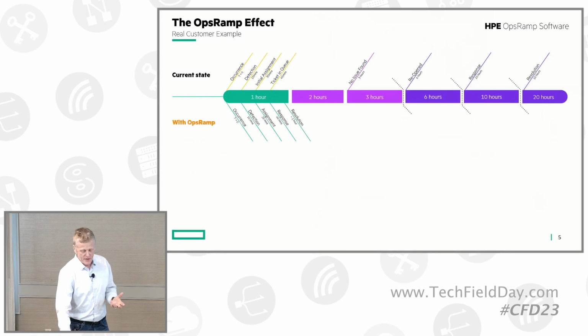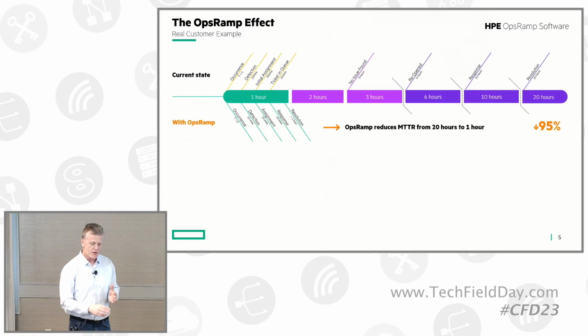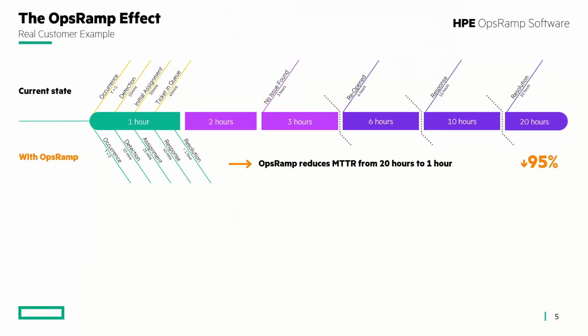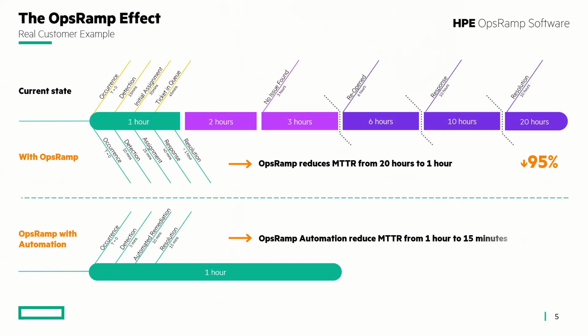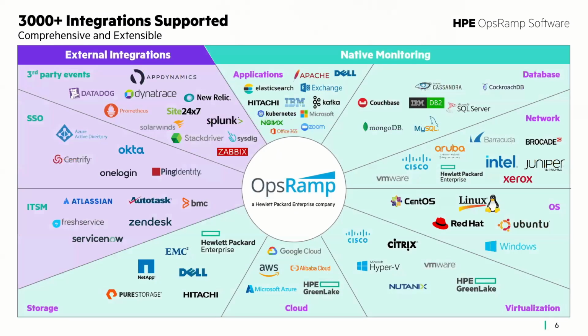So how that presents itself is, you go from that typical time to resolve an issue of hours to potentially days, taking that down to as little as an hour just in terms of the resolution standpoint. And then if you layer that automation on top of that, you can potentially lower that even more and get things back up and running even faster.